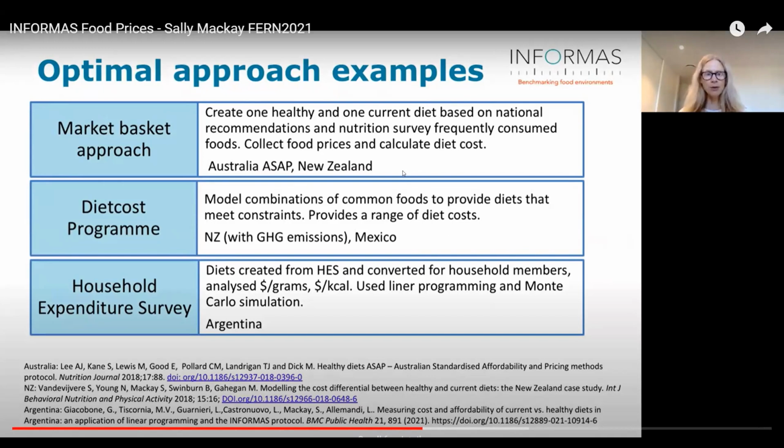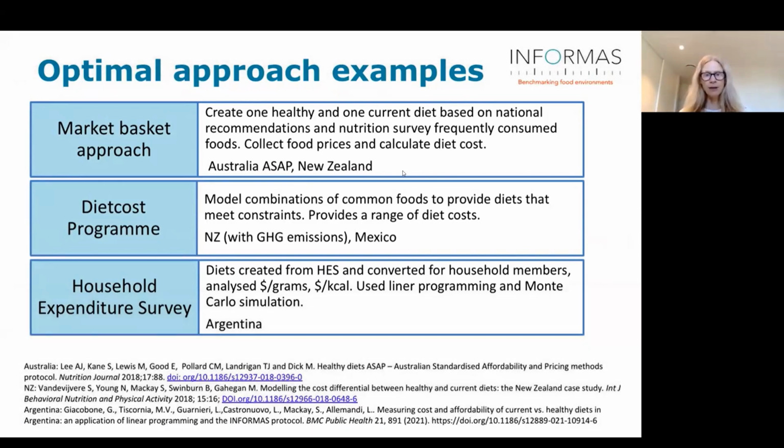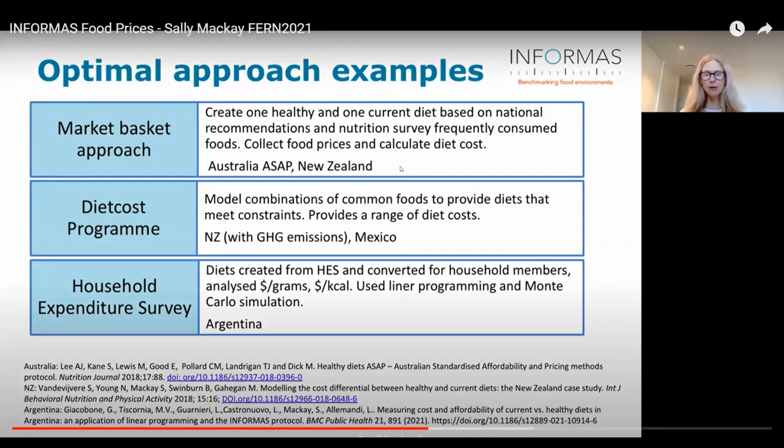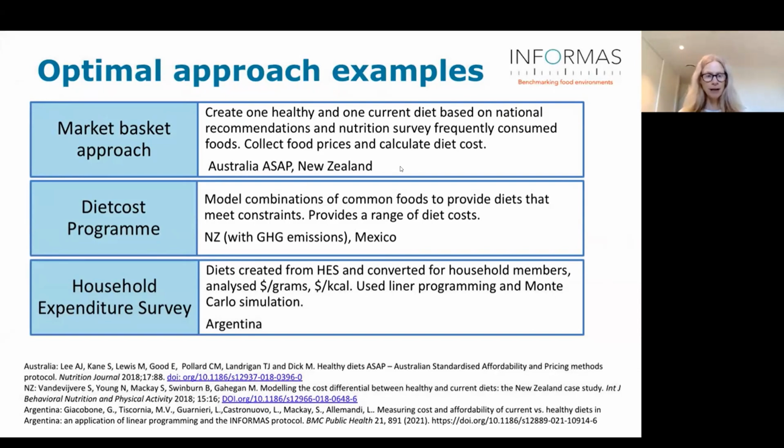Some countries have used their household expenditure survey and created diets from this and converted it for household members, and used linear programming and Monte Carlo simulation. And so the references for these papers are down below.